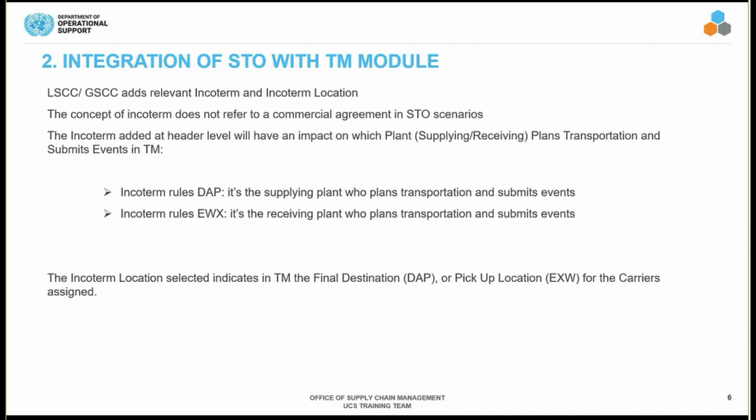The Incoterm location selected indicates the final destination or pickup location, in case it's XWorks, for the carriers. As you see, there is nothing new compared to what you are doing currently. What is new is that depending on the Incoterm and purchasing group, one entity or another will have visibility on the materials. So there is no change from your side, but there is a very important impact in TM with regards to the selection of the Incoterm.